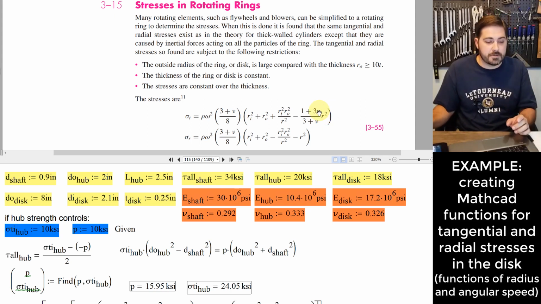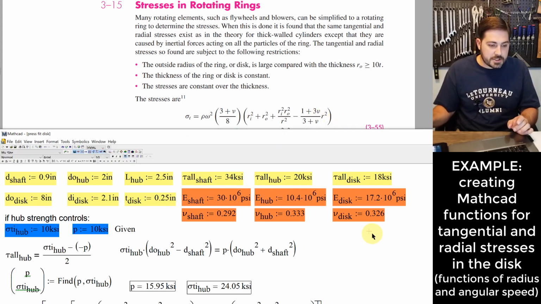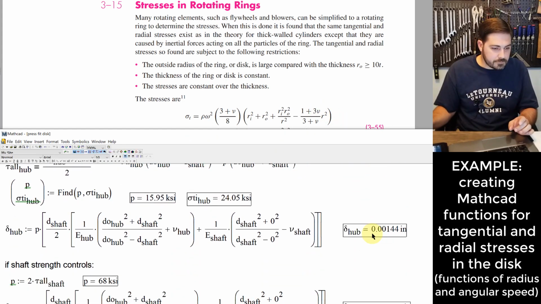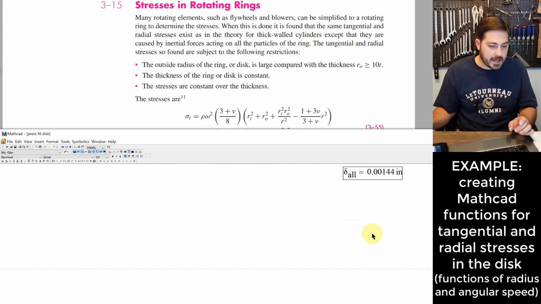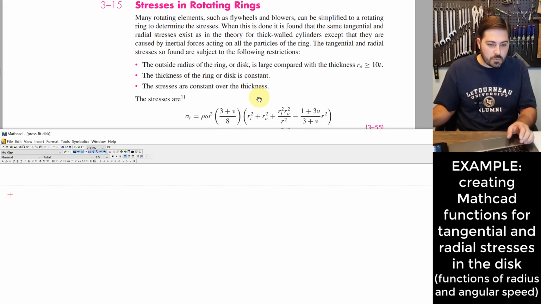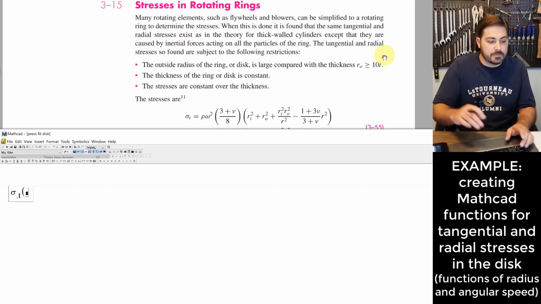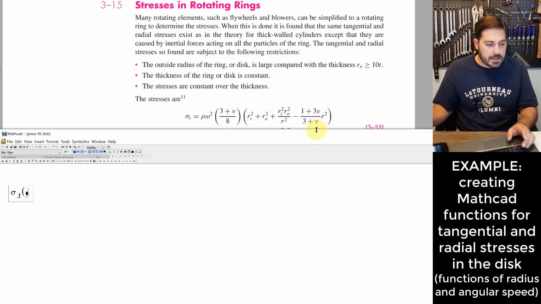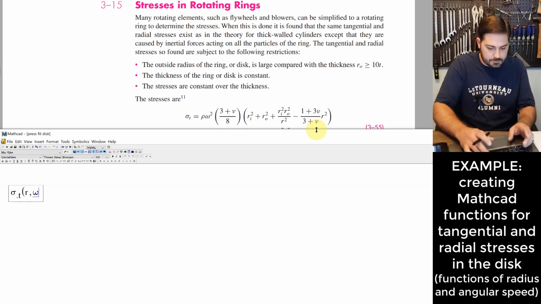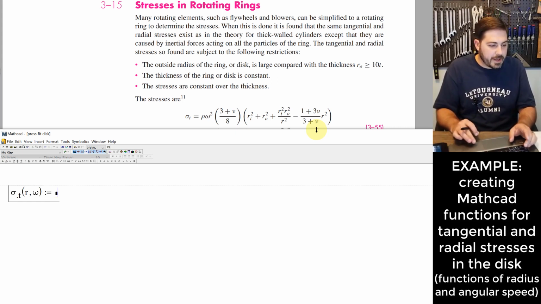And because of all of these pieces of uncertainty, what I'm going to suggest is that we go in here and enter these as functions. Okay, kind of go on to my next page here. And I'm going to enter one as a function for the tangential stress. And I'm going to put this in terms of R and omega. Okay, I'm going to define this function in terms of R and omega.